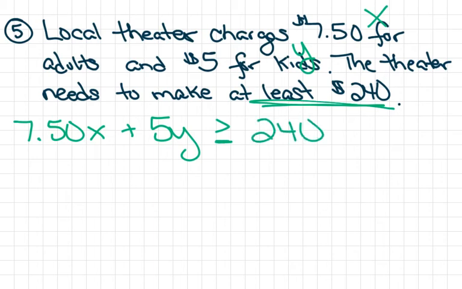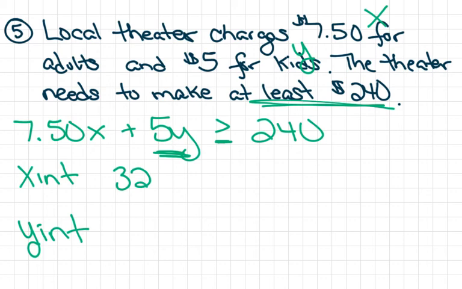Now this is in standard form for us. So I think we need to keep it in standard form and use our x-intercept and y-intercept methods, because that also tells us how big to make our graphs. If I find my x-intercept, that means your y is 0, so you can cross out this 5y. We would need to take 240 and divide it by $7.50. If you do that, you're going to get 32. So there's my intercept.